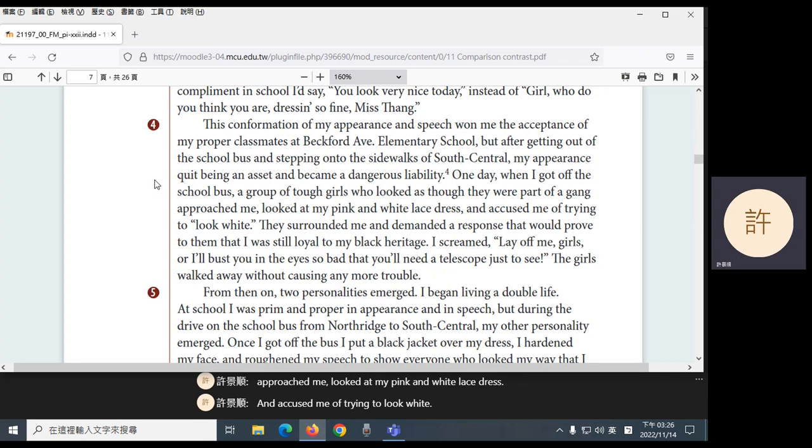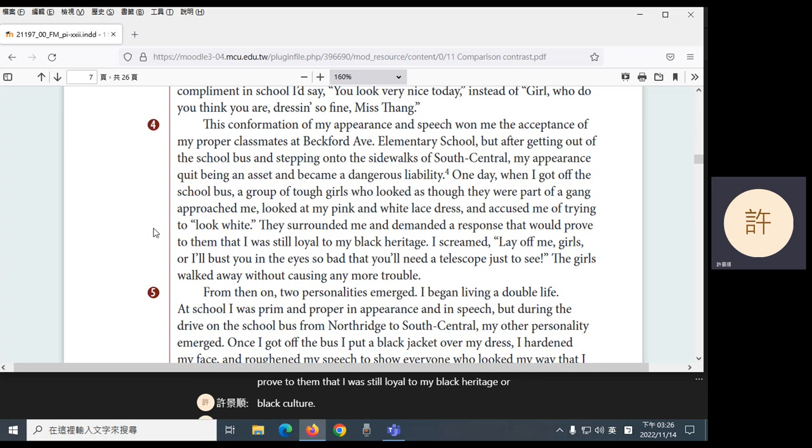I have to say, she's wearing a pink and white lace dress. 粉红兼白色蕾丝洋装. I do think she was trying to look white. They surrounded me and demanded a response that would prove to them that I was still loyal to my Black heritage or Black culture.